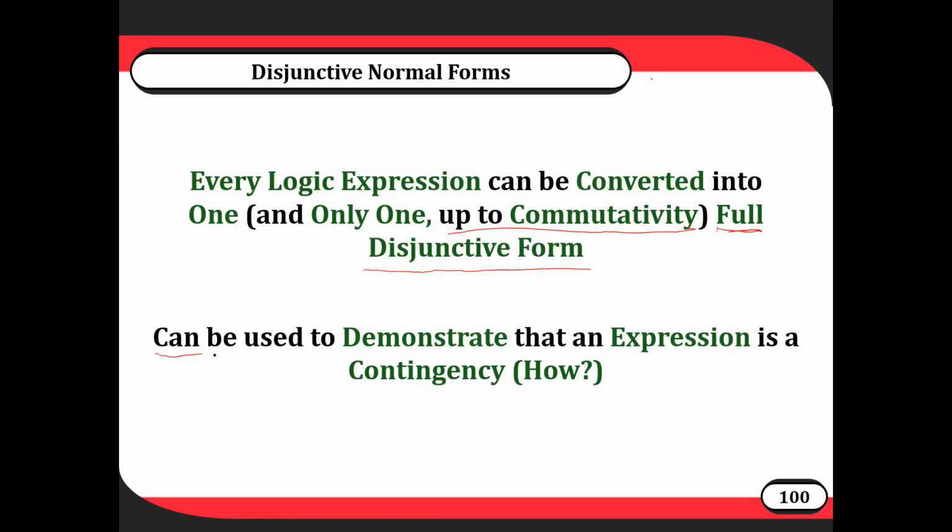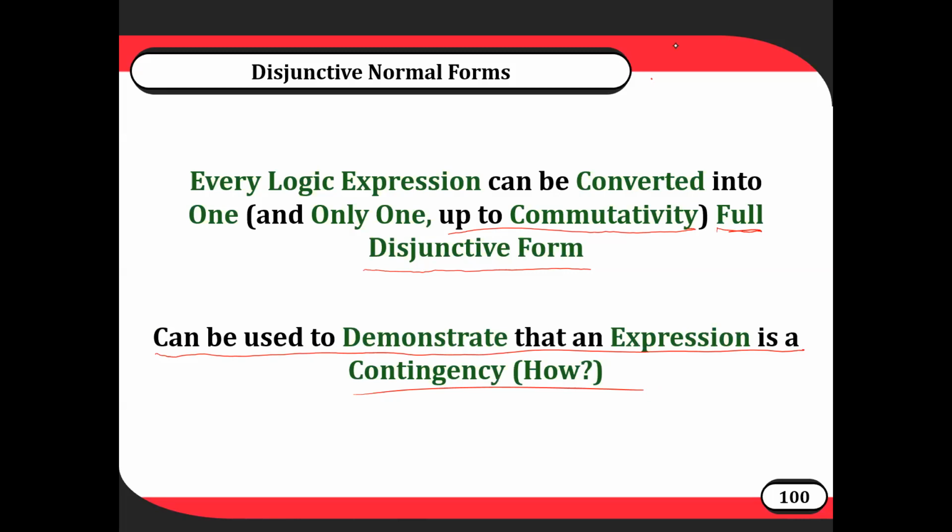So we can use this to demonstrate that an expression is a contingency. So how do we do that? Is anybody following and want to take a stab at it? What is it about full disjunctive normal form that can tell us that it's a contingency? All right, I'm not sure what that means. Could be correct.